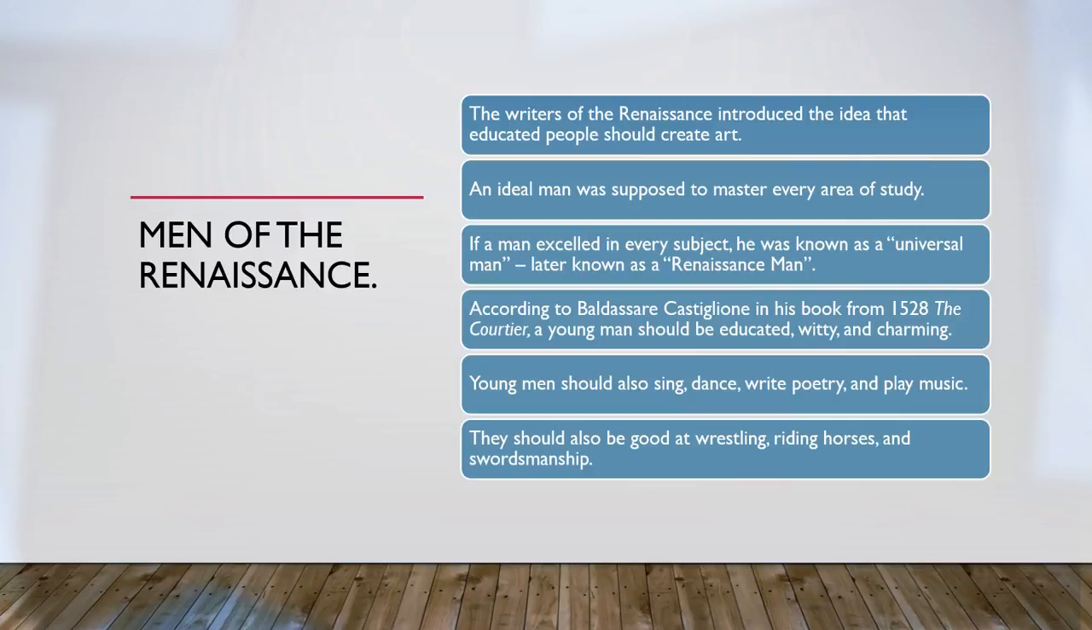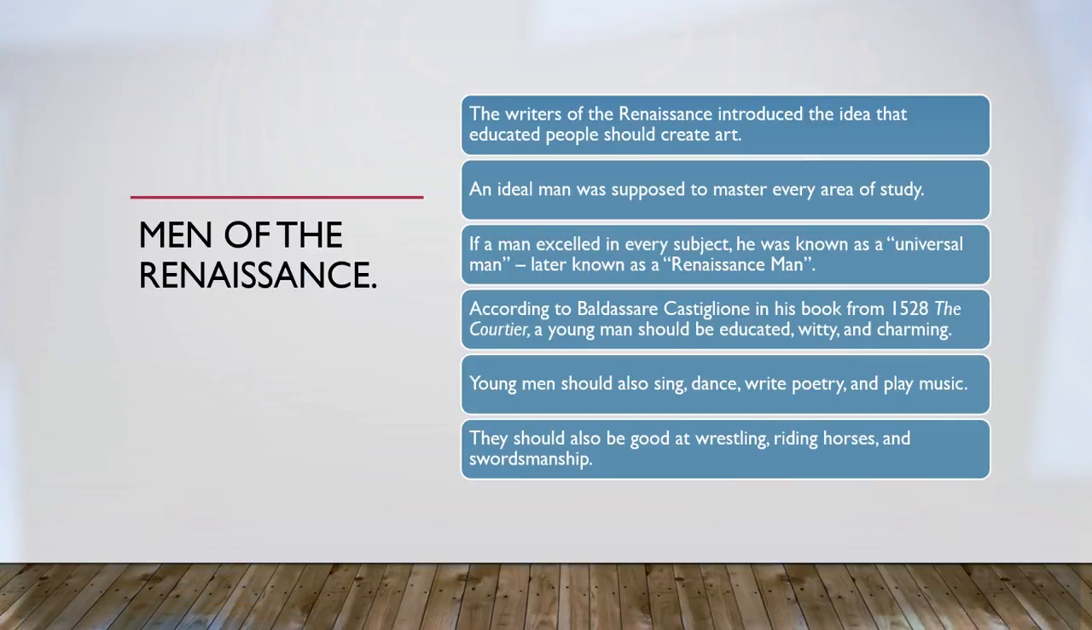But what about the people of the Renaissance? So men of the Renaissance. The writers of the Renaissance introduced the idea that educated people should create art. Now, the perfect man, or the ideal man, was supposed to be a master in every area of study. Writing, fighting, drawing, music. Supposed to be good at everything. And if a man excelled in every subject, he was known as a universal man, or later known as a Renaissance man.